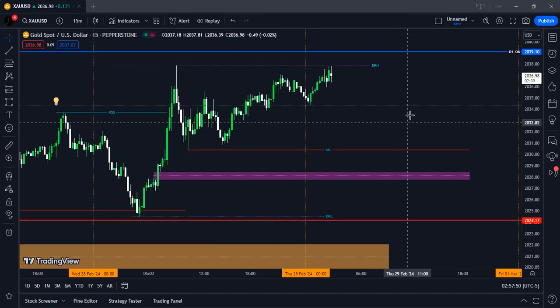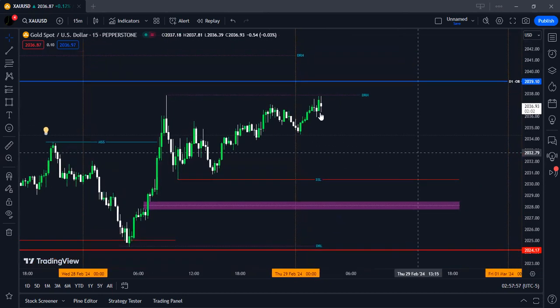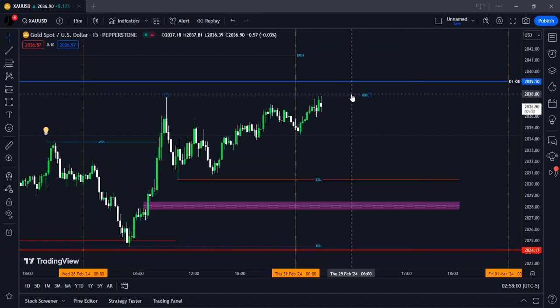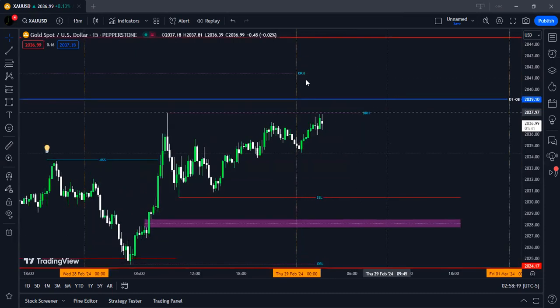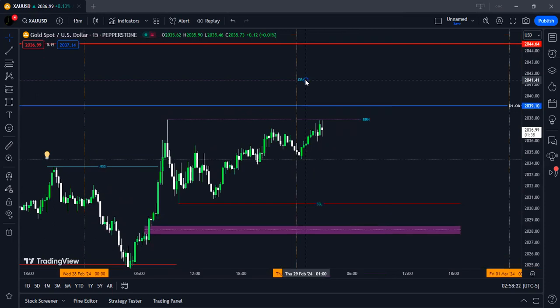Now we have an entry. So this should be our entry, okay? And we have our targets. This is the first target, the minor dealing range high. Actually, above this dealing range, we have daily bearish order block opening price right here. So this is my first target. Okay. Yeah. First target. Then next, the major dealing range high.